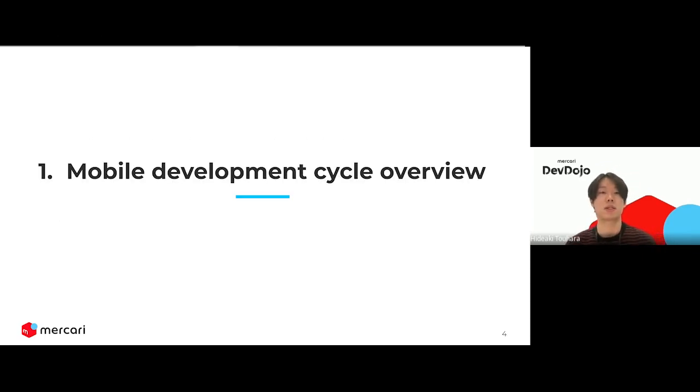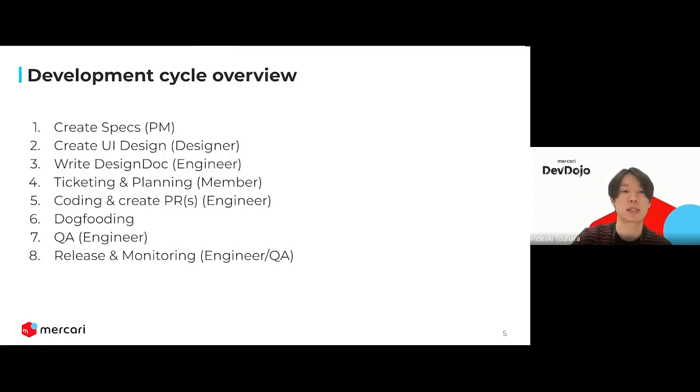Next, I'd like to jump into the overview for the mobile development cycle. Now, what does the development cycle look like for mobile devices? First, PMs work on creating a spec document. Then the designer will work on the UI design. And with those two components, the engineers will work on creating a design doc. Not for everything, but if it's over a certain scope, then generally a design doc will be needed.